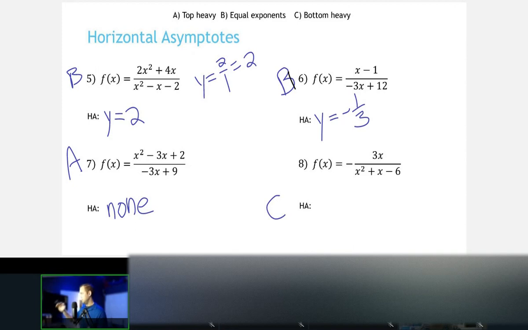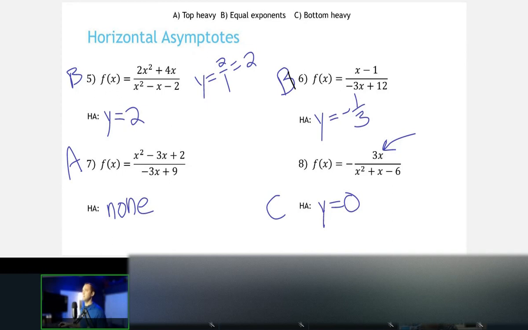There's an X to the first on top, there's an X squared on the bottom. Remember, we're looking at the exponent, not the coefficient. So that's an X to the first, on the bottom is an X squared. So that is bottom heavy. All right, class, what is the HA for that one? Yeah, Y equals 0.